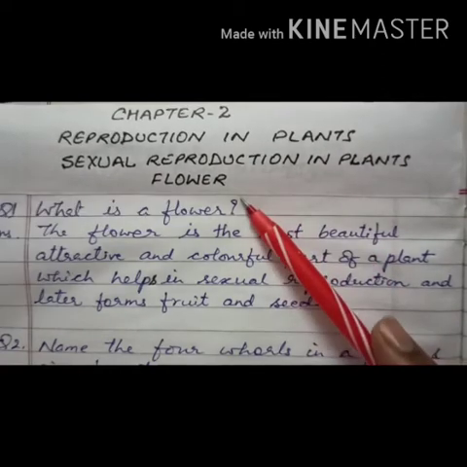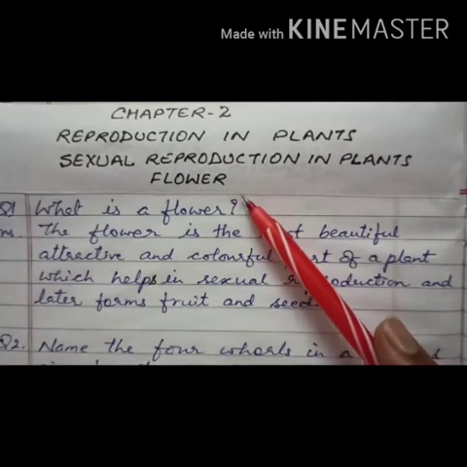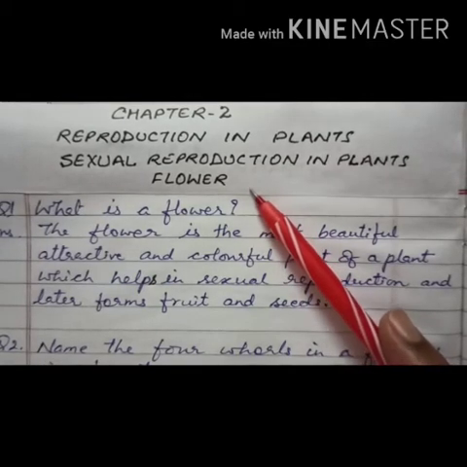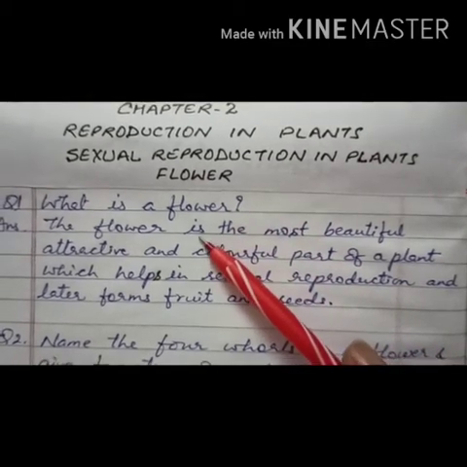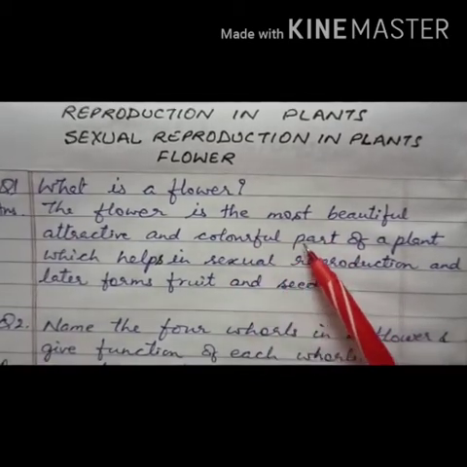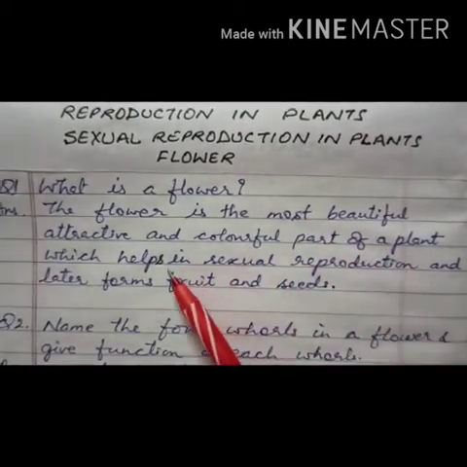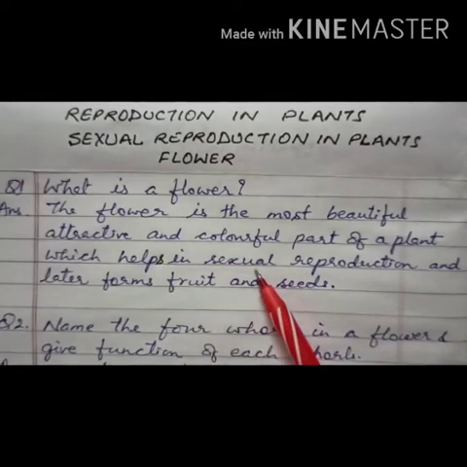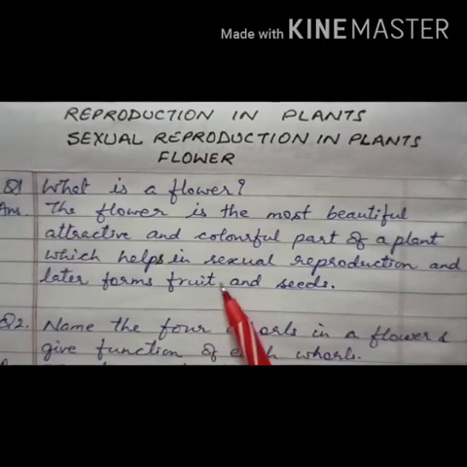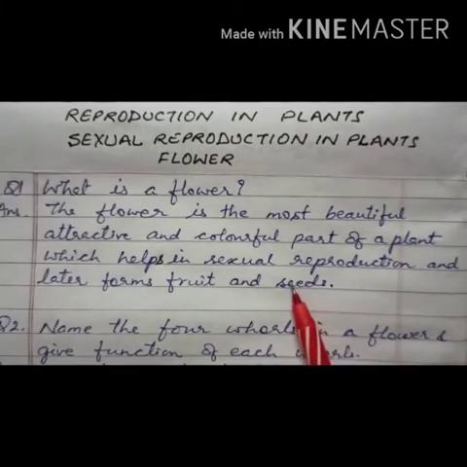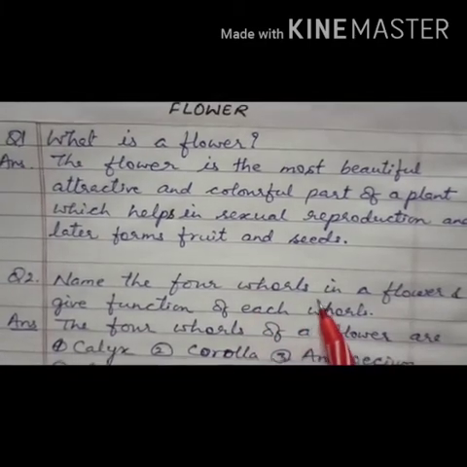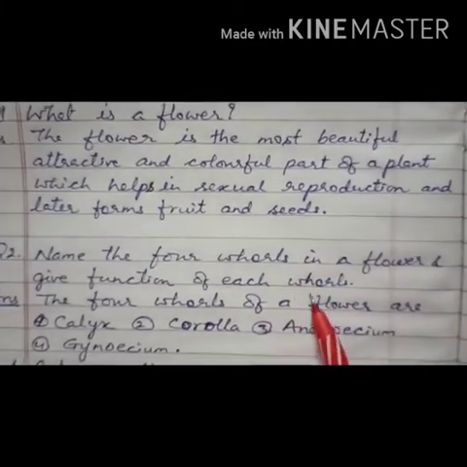All of you know flower is the reproductive part of a plant. Now the question is, what is a flower? The flower is the most beautiful, attractive and colorful part of a plant which helps in sexual reproduction and later forms fruits and seeds. Right? Now next, name the 4 whorls in a flower and give the function of each whorl.